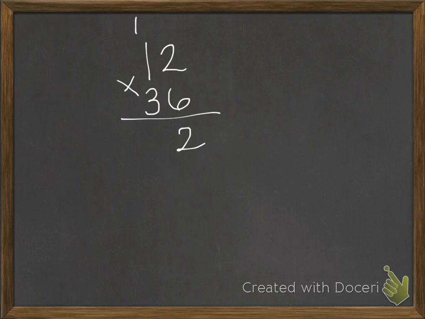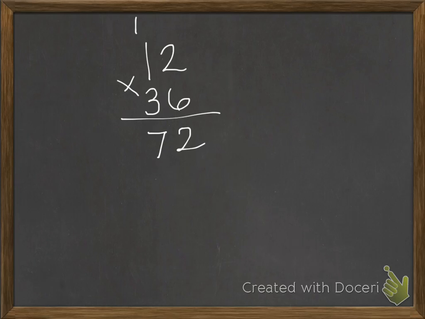Today we're going to work on multiplying 2-digit by 2-digit numbers. If I want to multiply the number 12 by 36, I'm going to start by multiplying the numbers in my ones place. The 6 is in the ones place in 36, and the 2 is in the ones place in 12, so I'm going to multiply 6 times 2, and that's 12. I write down my 2, and I regroup my 1. 6 times 1 is 6, plus 1 is 7.